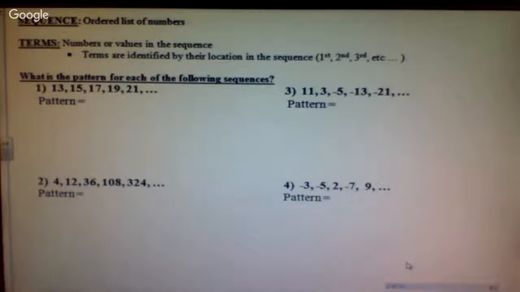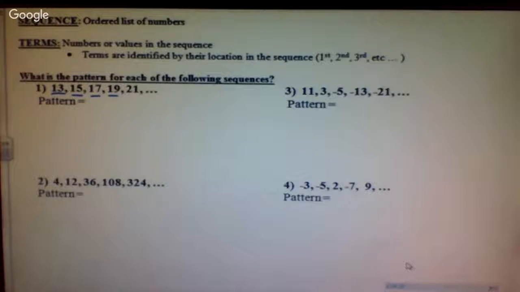So the input gives an output, and then that output goes in as the input and gives you a new output. So absolutely. A sequence is just an ordered list of numbers with any type of pattern that you want to throw in there. Your terms are the numbers that are in it. So, for instance, this is your first term, your second term, your third term, your fourth term, and so on and so forth. Does that make sense? Everybody good?